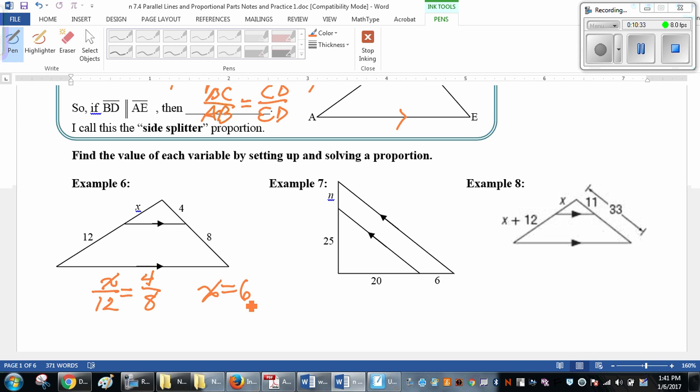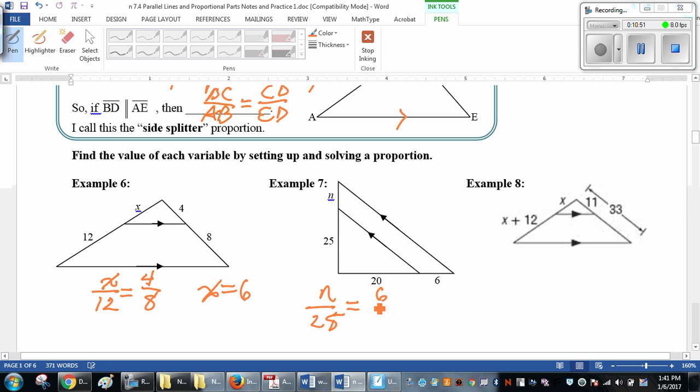Take a second, try to solve this one on your own. Pause it if you need to. Set up our proportion. And now look at it. We're splitting this side. So if I take n over 25, be consistent with my proportion. I started with n, this top part.